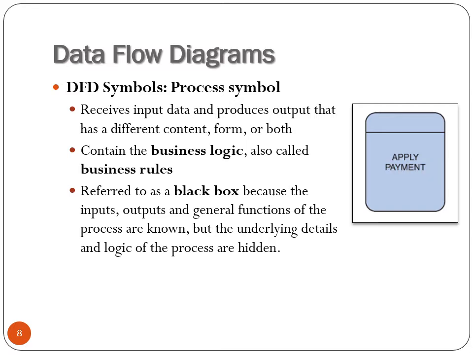The process name identifies a specific function and consists of a verb and an adjective if necessary, followed by a singular noun. Examples of process names are apply payment, calculate commission, and assign final grade. In a DFD, a process symbol can be referred to as a black box because the inputs, outputs, and general function of the process are known, but the underlying details and logic of the process are hidden.